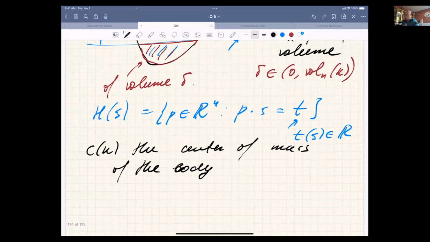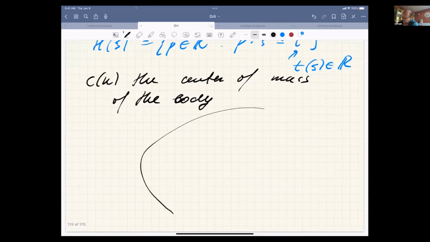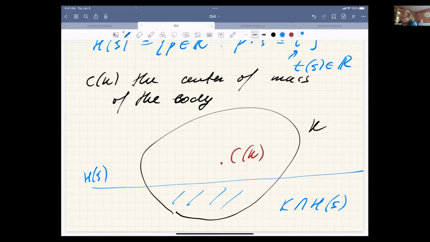Now, what you want to say is the following. Let me draw the picture again. This is my K. This is my water, H of psi. This is my center of mass here, C of K. The center of mass could be also underwater, depending on how much you chop off. So this is the piece under the water. This is K intersection H of psi. And you impose the following condition. You say, according to Ulam, that the body floats in equilibrium in the given direction psi.